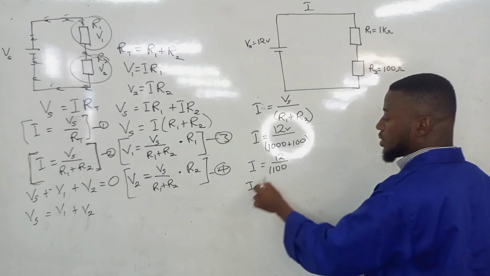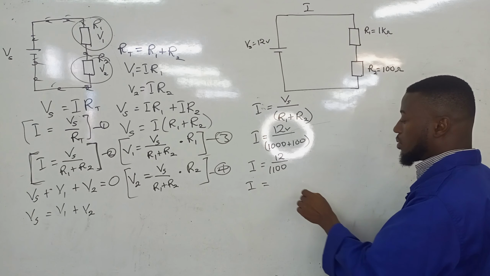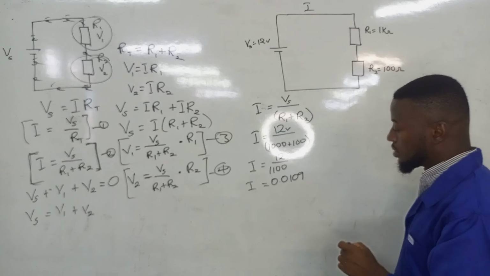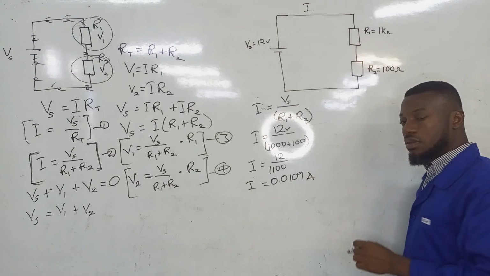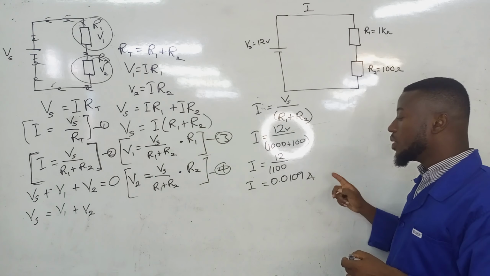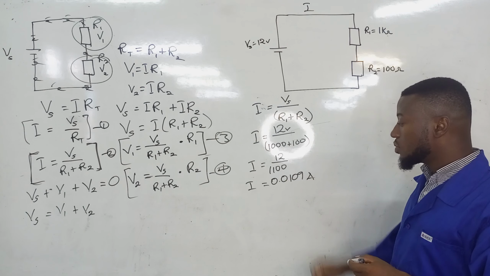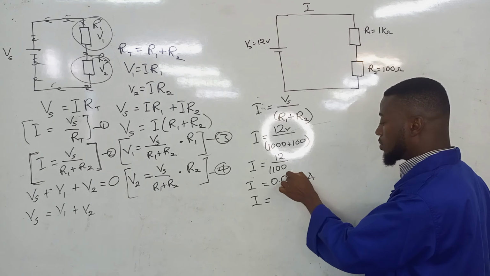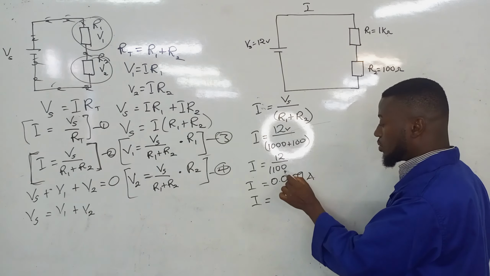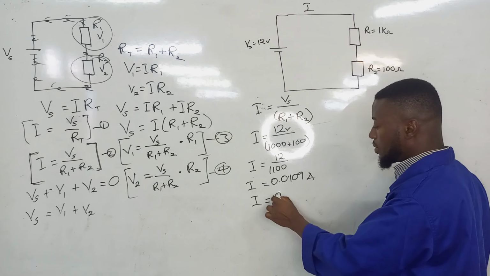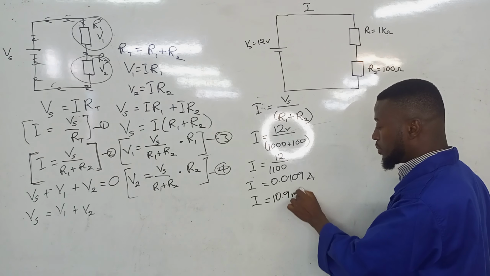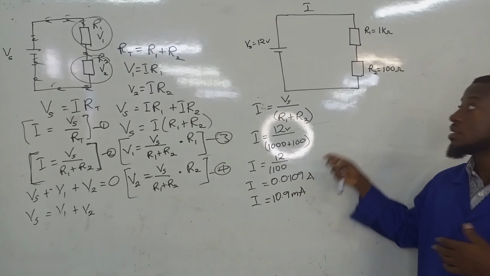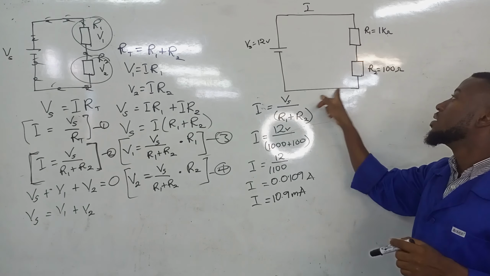If we do the calculation, we should get something like 0.0109 amps, right? And we know we can convert this to milliamps by multiplying by 1,000. We get 10.9 milliamp. This is our current. This current is what is running through the circuit.